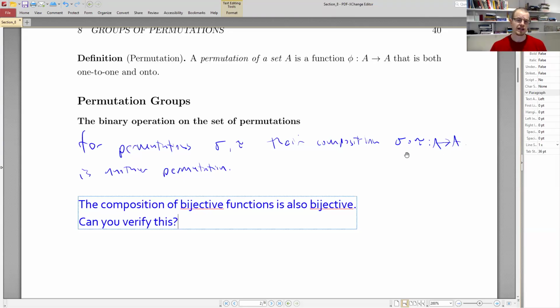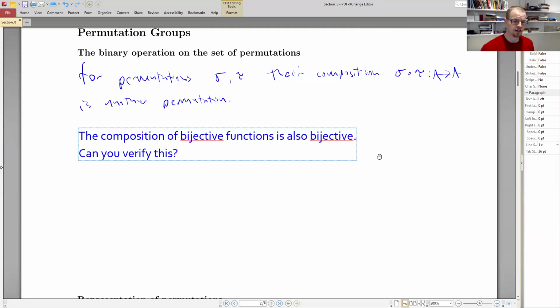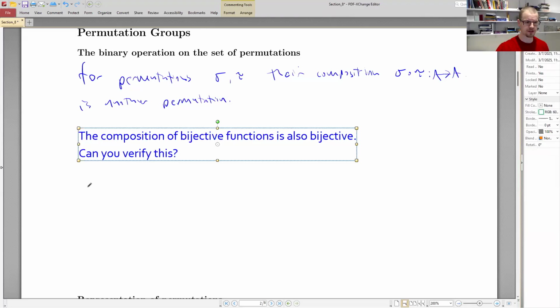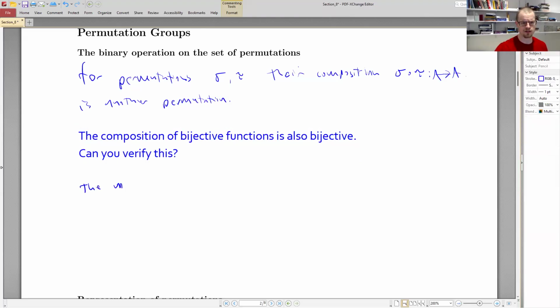However, we should also recognize that function composition in general is not commutative, so we're not going to get that nice characteristic. We don't necessarily have commutativity of permutations, because we're talking about function composition. The notation used for sigma composed with tau, just as we have written up here, is multiplication.